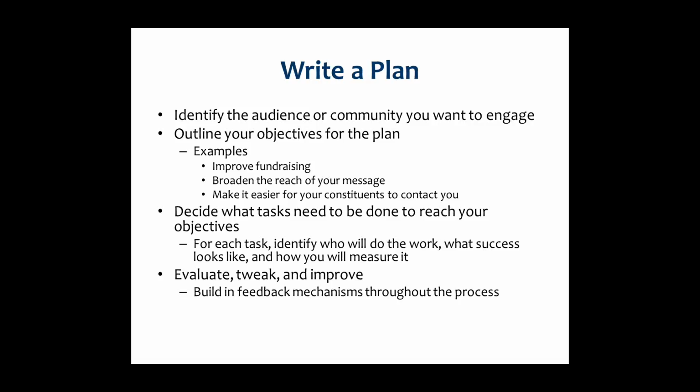Decide what tasks need to be done to reach your objectives. So for each task, identify who's going to do it, what success looks like, and how you measure it. And I recommend writing it down because, as with any kind of planning, if you don't write it down, it's really easy to forget that you agreed to do it. And then if you haven't identified who's going to do the work when you write it down, then the work's probably not going to get done. And then finally, you need to evaluate, tweak, and improve. Build in feedback mechanisms throughout the process so that you know whether what you're doing is working.